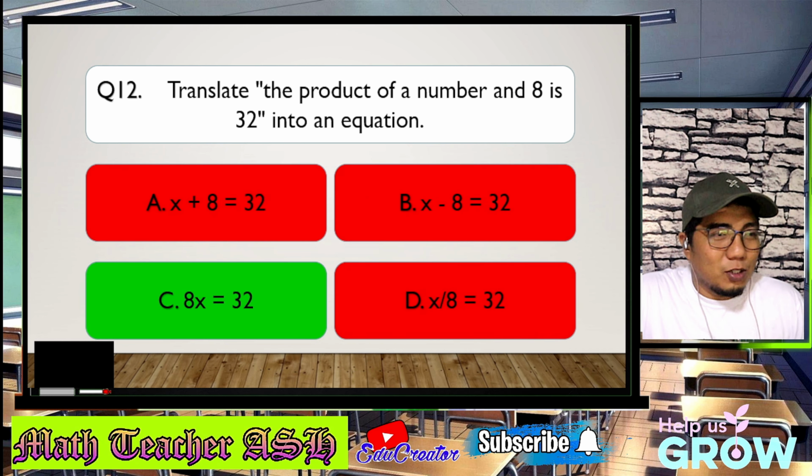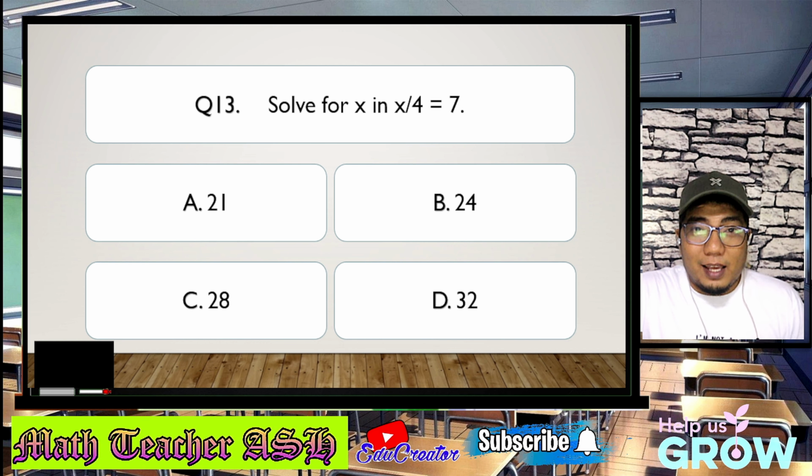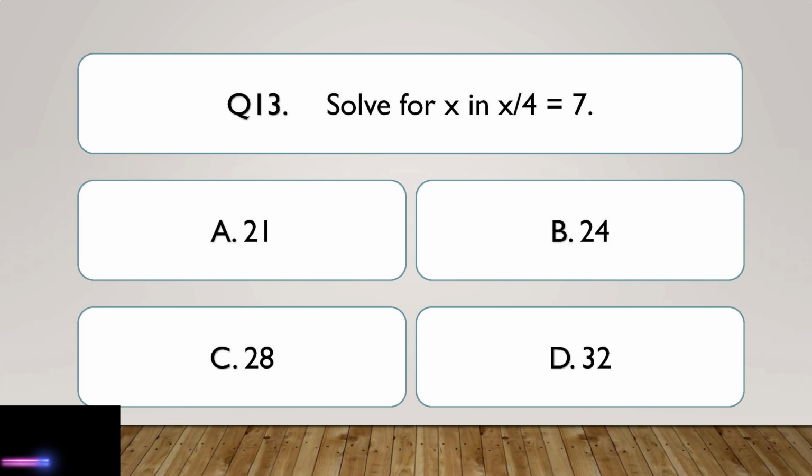So now let us go to question number 13. Solve for x in x over 4 is equal to 7. Is it A, 21, B, 24, C, 28, or D, 32? I'll give you 5 seconds to think about your answer. 5, 4, 3, 2, 1.